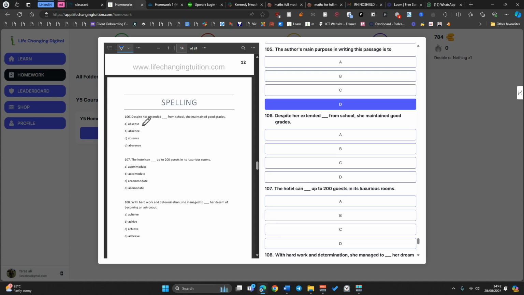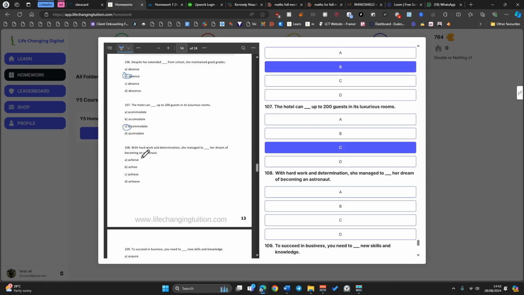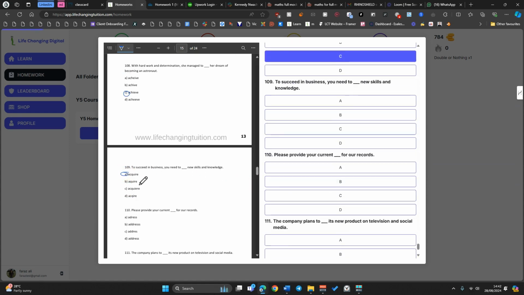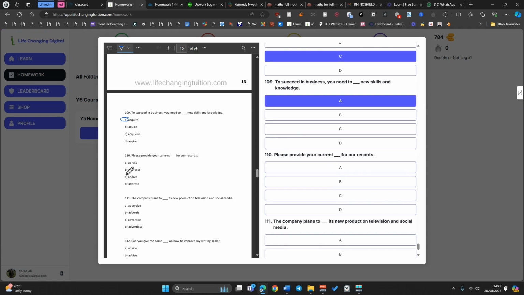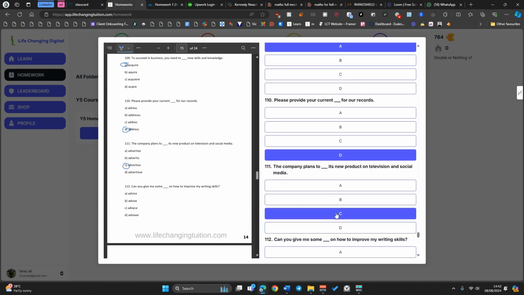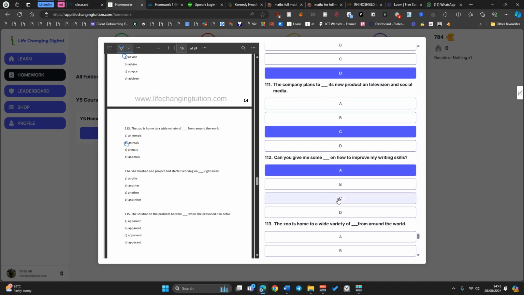So absence is spelled the same way as B is, so absent. Accommodate is spelled the same way as C. 108, achieve is spelled the same way as C here. Acquire is spelled like this. Address is spelled like this. Advertise is spelled like this. Let me select these as well. Let's see. Advice is spelled like this. Animals is spelled like this.